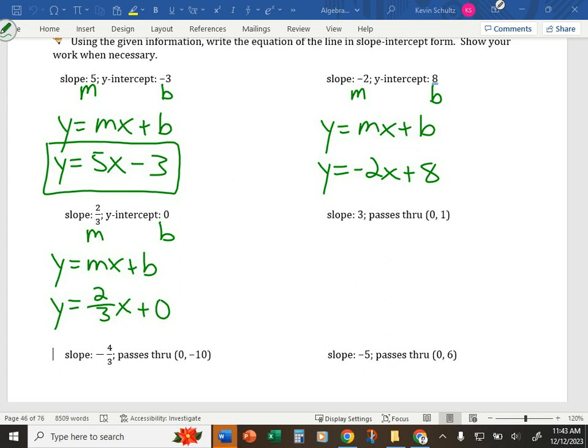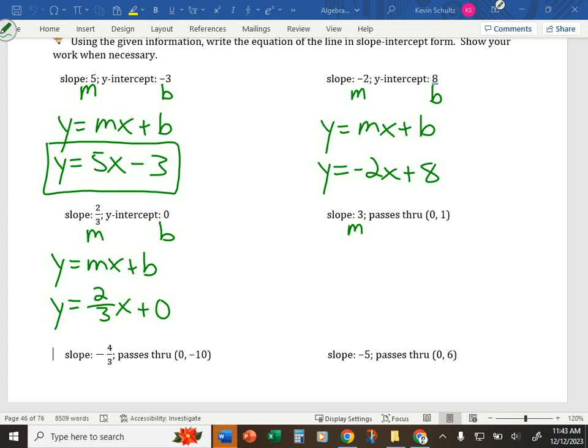The next one says slope of 3, so I'm still giving you the slope. There's your m. But then I'm telling you it passes through 0, 1. What's significant about the point 0, 1? Anthony, is it just 1? Why is it 1? Because it's the y-intercept. How do you know it's the y-intercept?